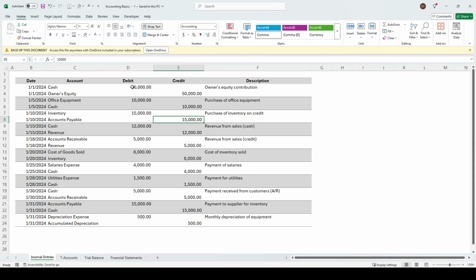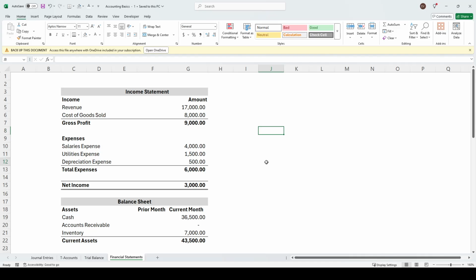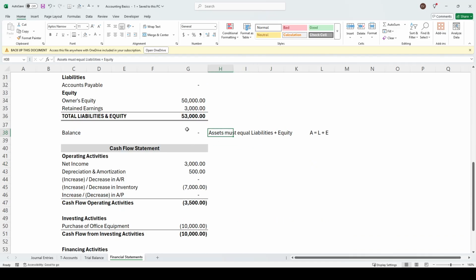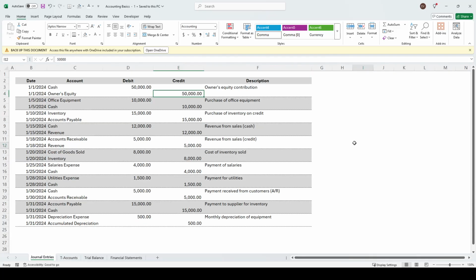Now, the one thing I want to really emphasize as we're creating these journal entries, if we go back to our balance sheet, the most important equation in accounting is that assets must equal total liabilities and equities. And you can see that abbreviated here as assets equals liabilities plus equities. So I want you to remember that as we walk through the journal entries here. So let's start off with reviewing some of these entries.